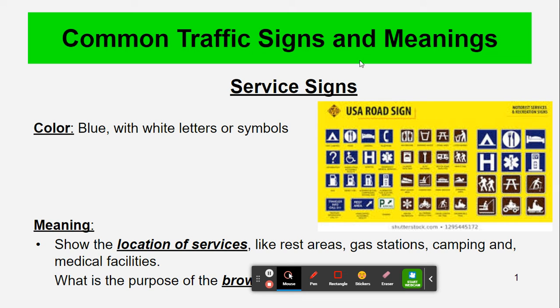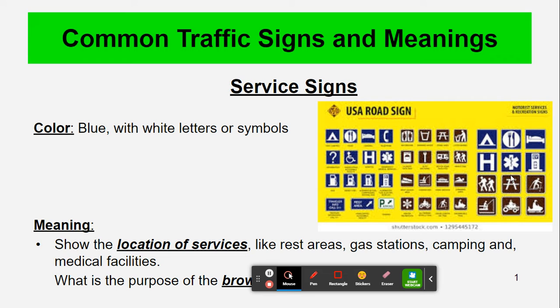Okay, common traffic signs and meanings. Okay, service signs are blue with white letters, right? The most important one is usually these two right here. These are hospital signs. Another one that's pretty important is your gas sign. And there's other stuff like eat, and this is like a hotel.